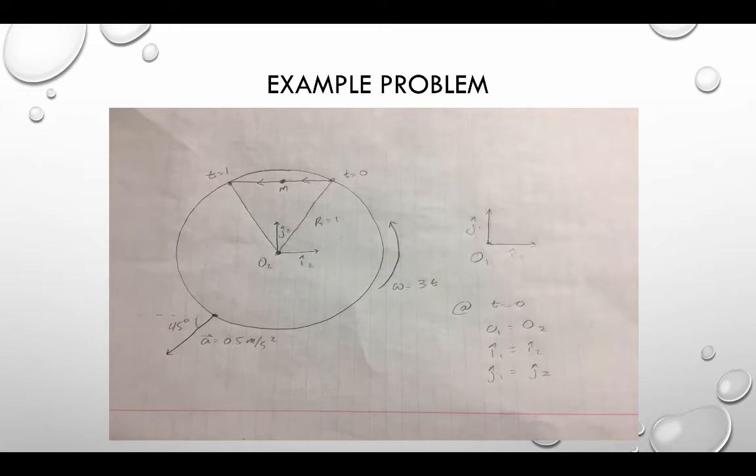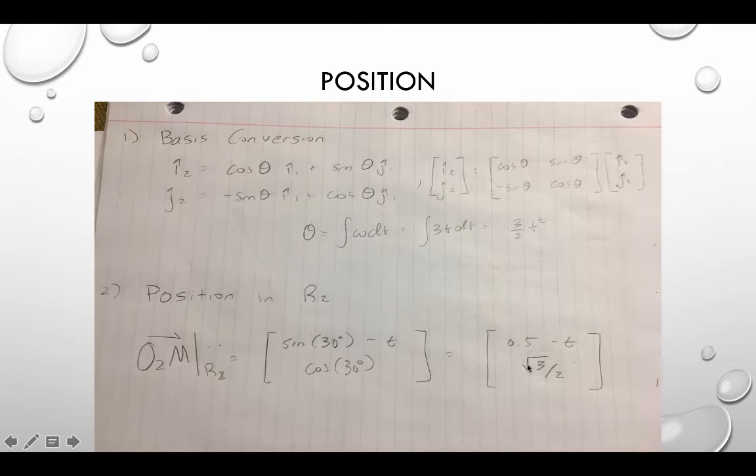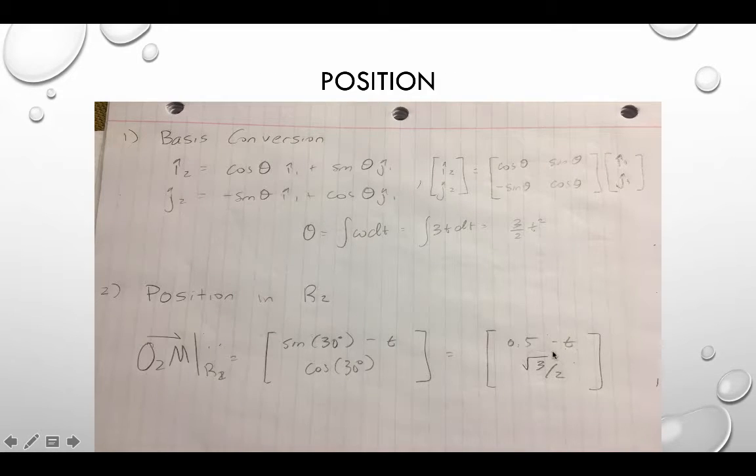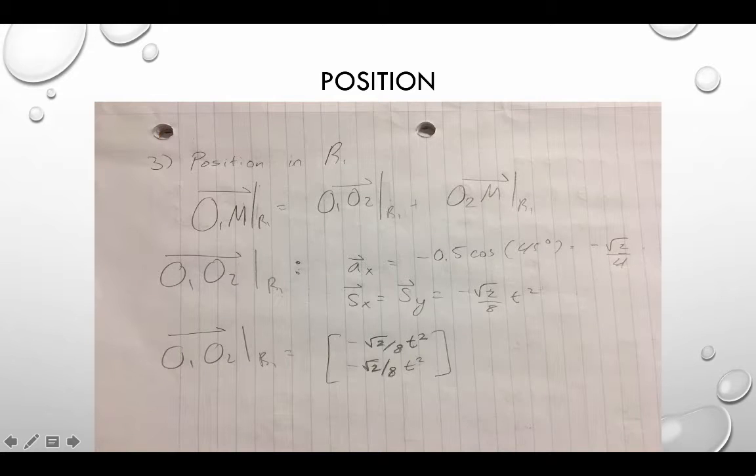This is because we are describing how M is moving in reference to O2. So at t equals 0, it is sine of 30 degrees away in the x direction, and at t equals 1, it is sine of 30 degrees away in the negative x direction. This corresponds to 0.5 minus t. And because it is staying at the same y value away in the j2 direction, it is only cosine of 30 degrees, or root 3 over 2. Next, let's find the position vector O1 to m in R1.